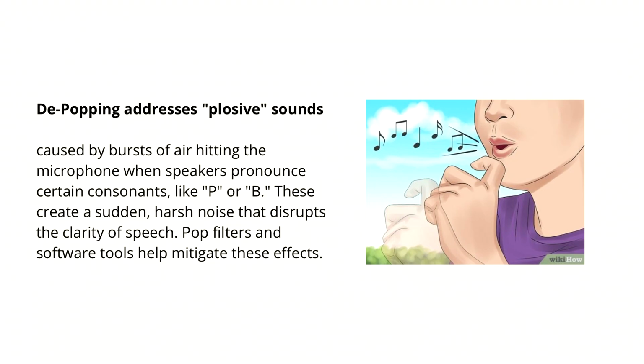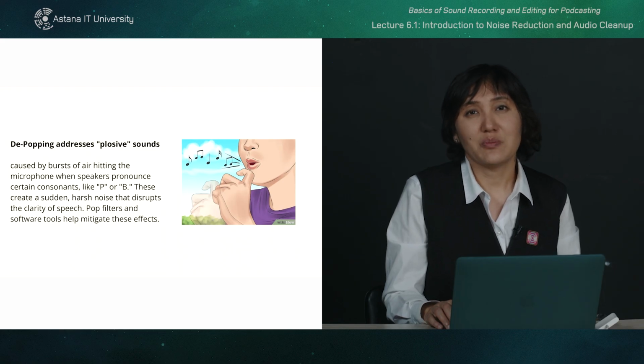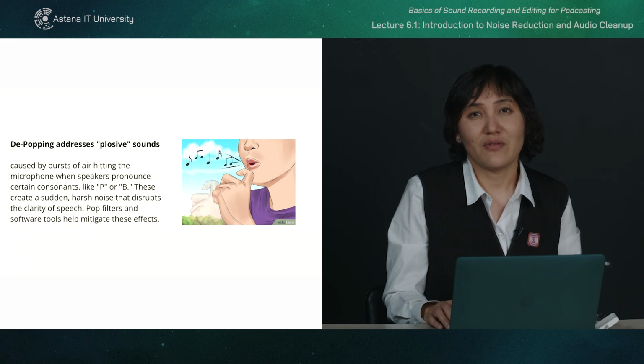Depopping addresses plosive sounds caused by bursts of air hitting the microphone when the speaker pronounces certain consonants like P or B. This creates a sudden harsh noise. Pop filters and software tools help mitigate these effects.